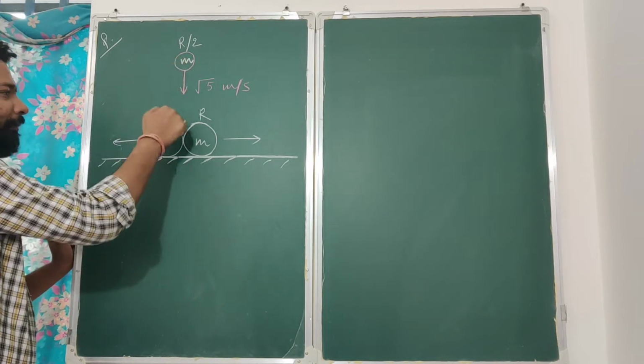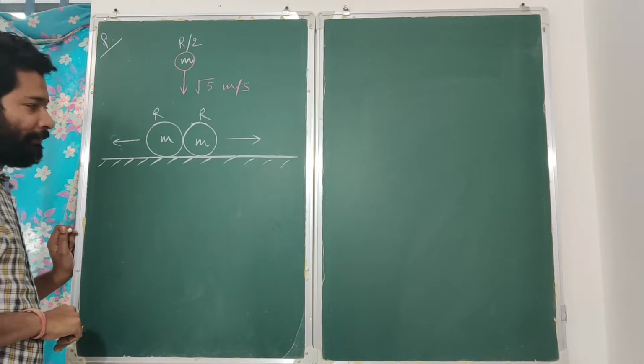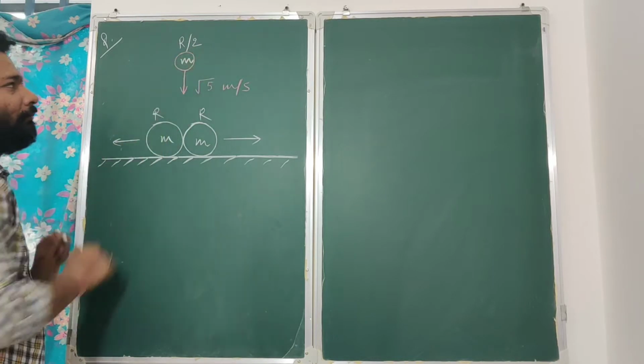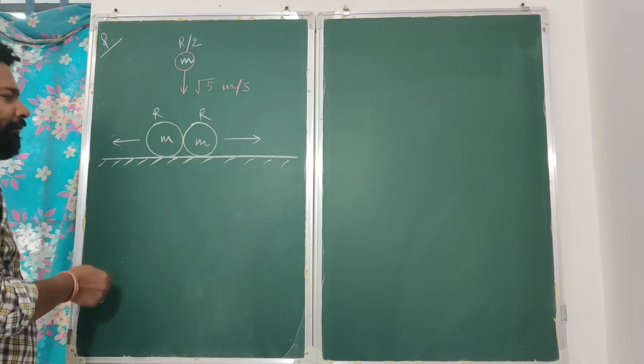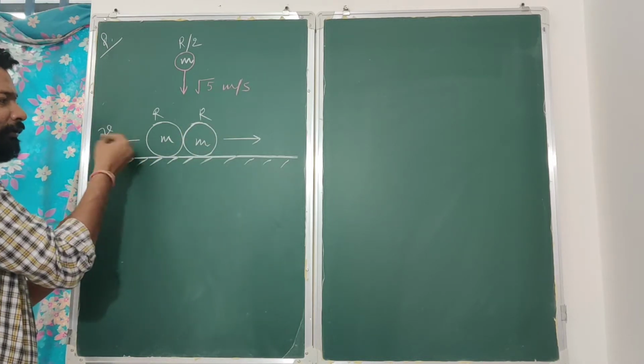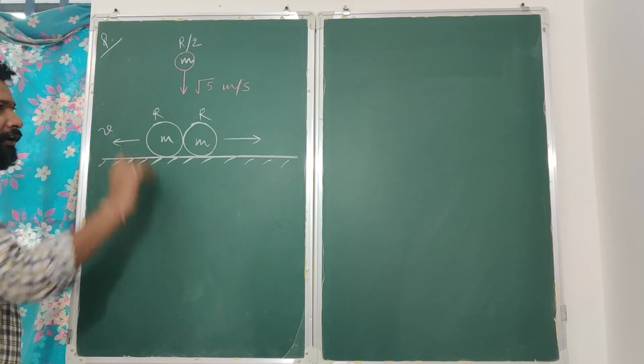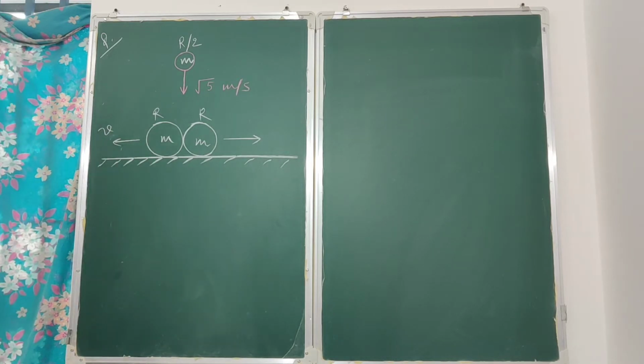Now this ball will come and hit these two balls. So after that, this ball of radius r by 2 comes to rest and these two balls start moving horizontally with, let us say, some velocity v, and we need to find out the value of this v. Then how do we solve such problems?